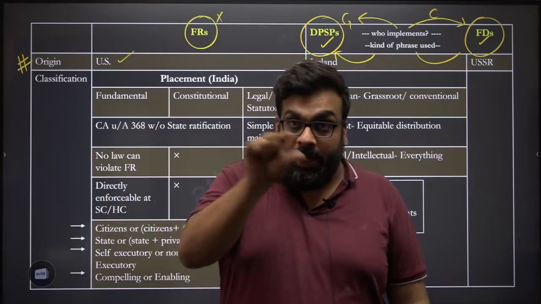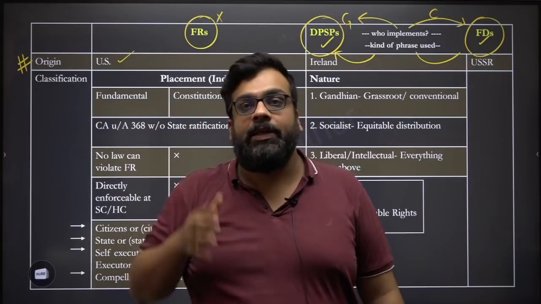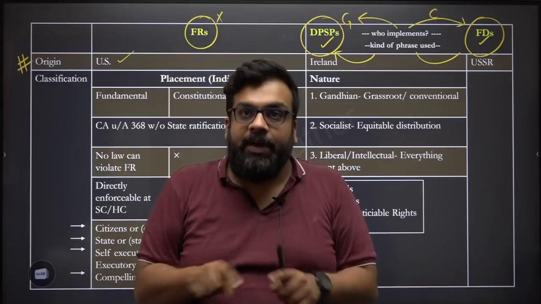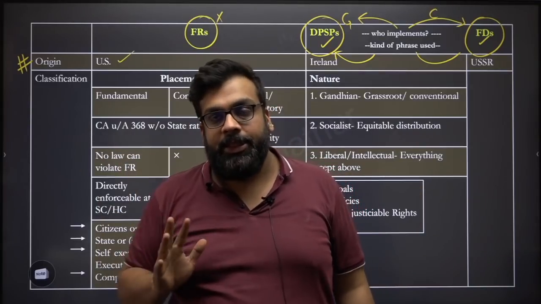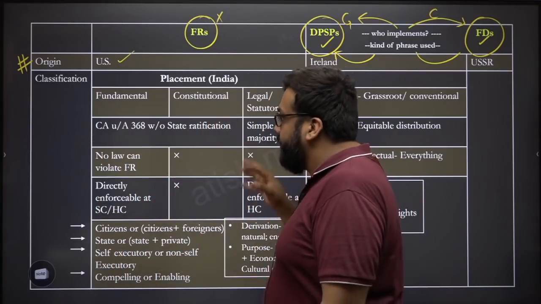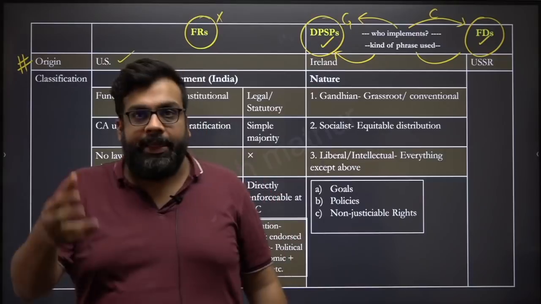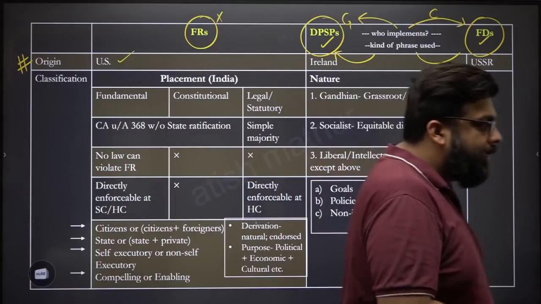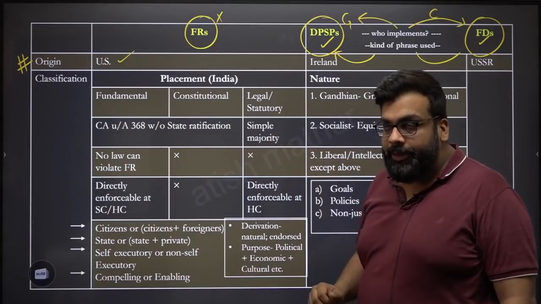Article 21, cut, copy, paste, is from the Japanese Constitution. But the idea of rights is from the US Constitution. So if in the prelims you get a question, where have fundamental rights been inspired from? The answer is going to be the US Constitution.